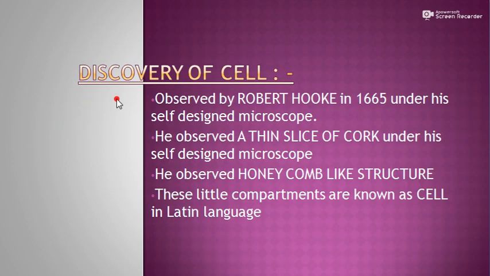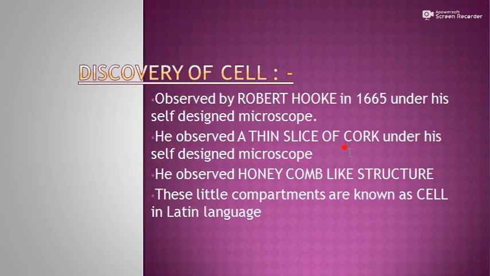Discovery of cell. As we know, the cell was observed by Robert Hooke in 1665 under his self-designed microscope. At that time he had his self-designed microscope, meaning just an arrangement of lenses, and in that microscope he observed a thin slice of cork.